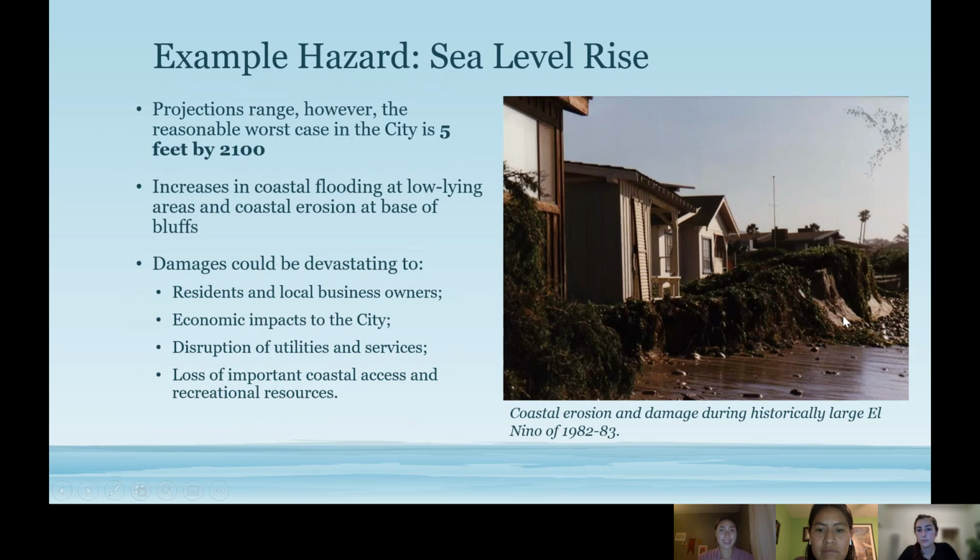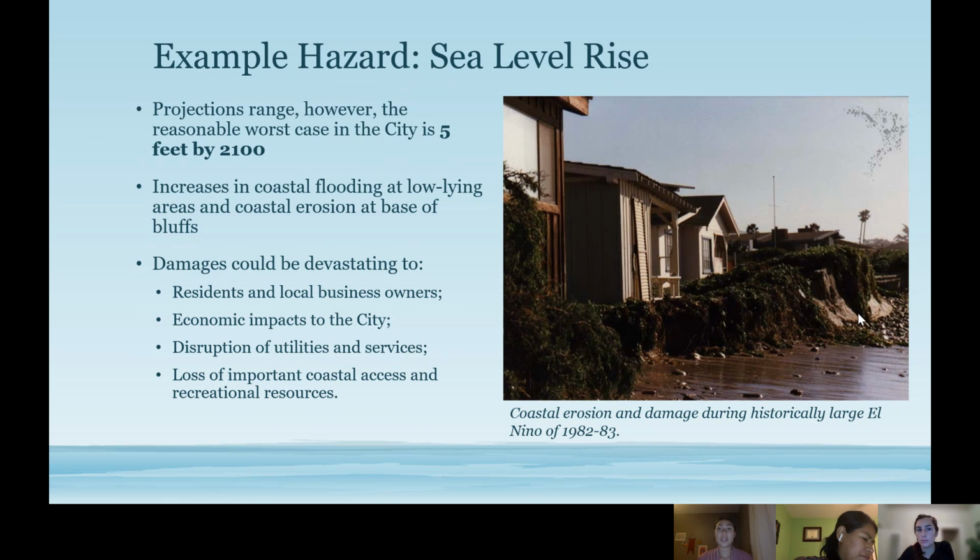Next slide. Thank you. All right. So an example hazard that we want to present to you is sea level rise, which is already a problem in the city. So the sea level rise vulnerability assessment and adaptation plan, published for the city, uses 5 feet by 2100 as the reasonable worst case scenario for planning purposes. This could result in damages to infrastructure within the city, especially along the coast, such as utilities, coastal development, and coastal access and recreational resources.